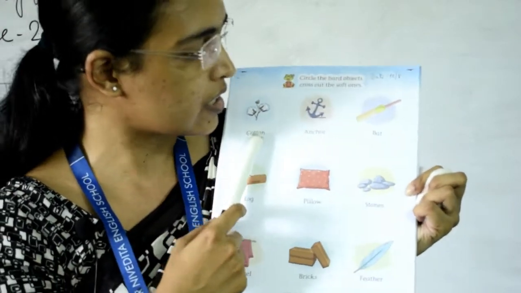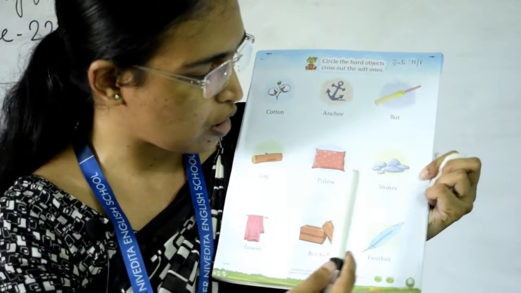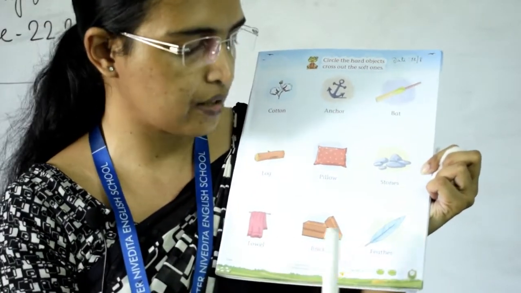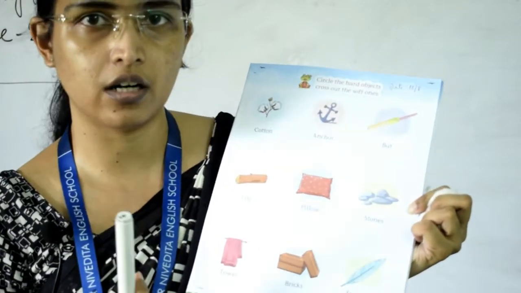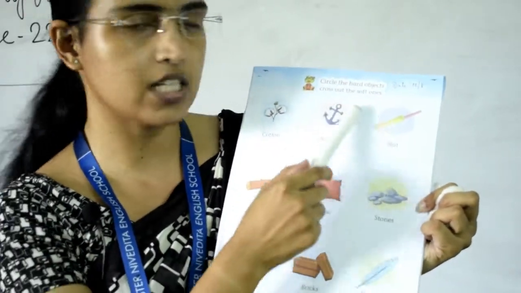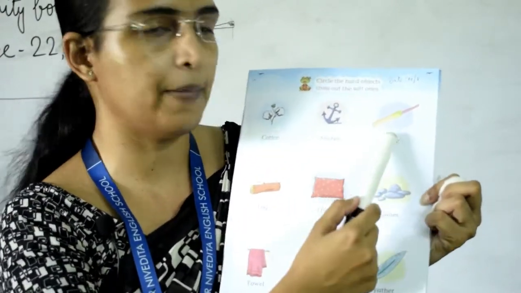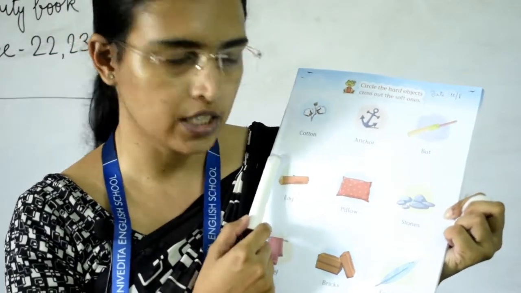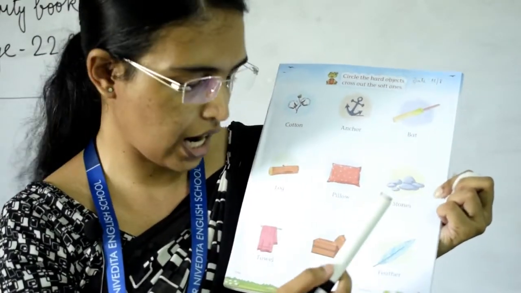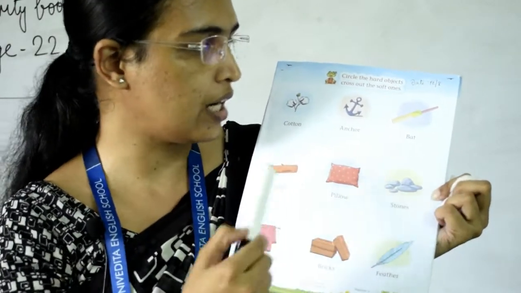So this is a curtain, this is anchor, bat, log, pillow, stone, towel, brick, feather. So among all this, which are hard objects? This anchor is a hard object. It is made of iron, right? So it is a hard object. Bat is also very hard. Then this log is also very hard. Then stones are also very hard. Then bricks are also very hard. So these all are hard objects.